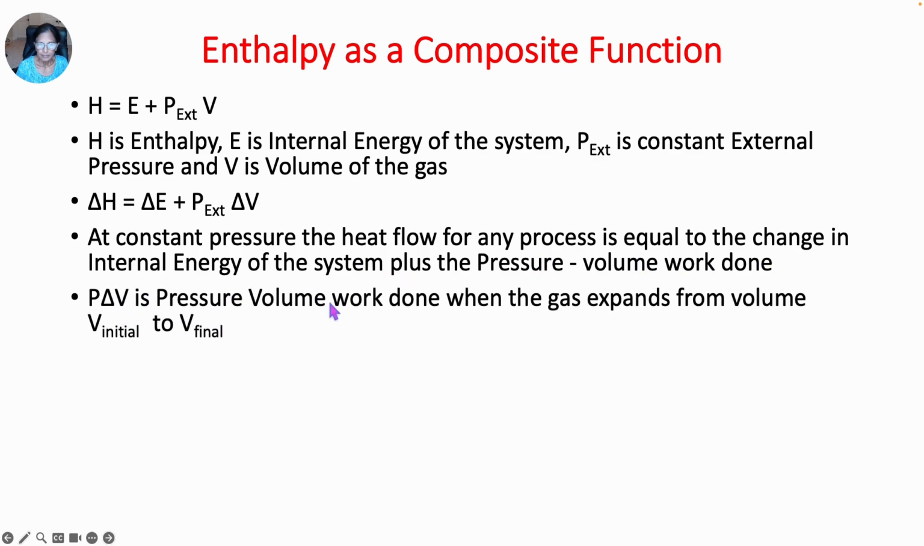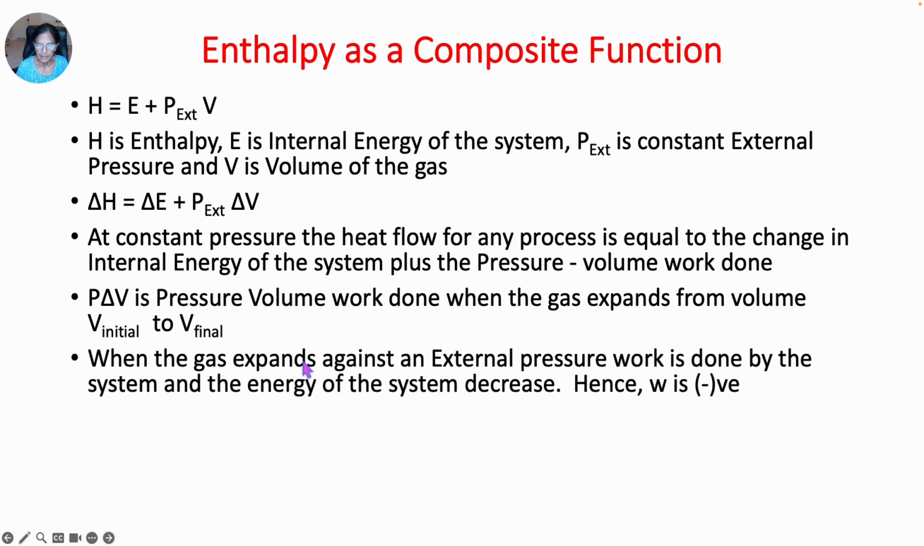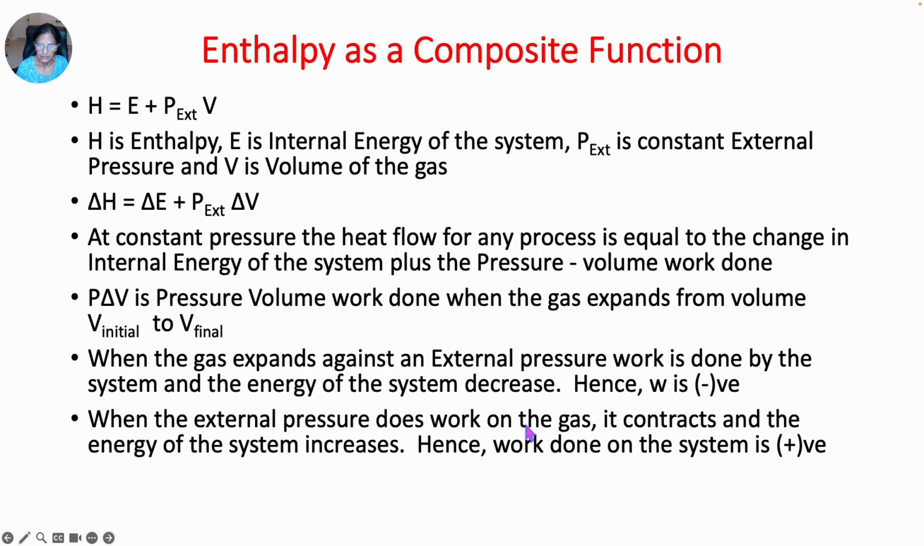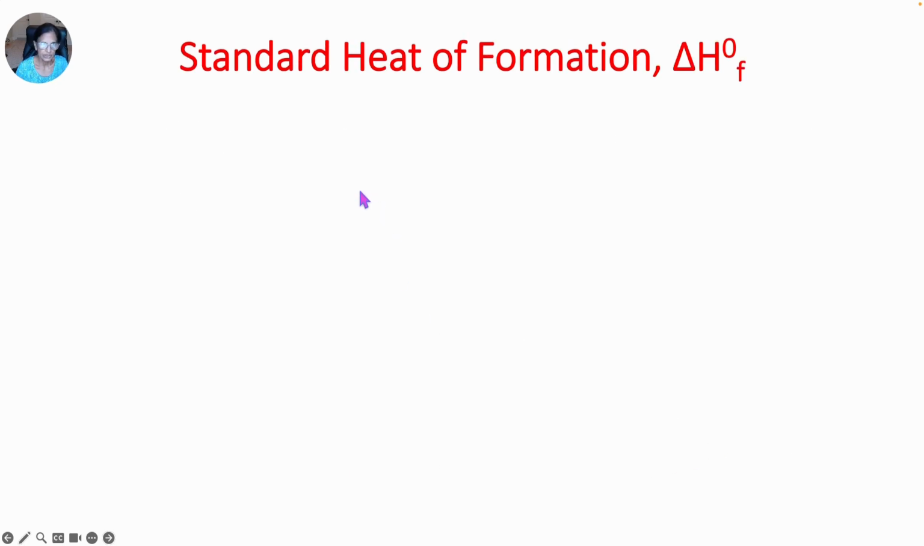P delta V is the pressure volume work done when a gas expands from volume V initial to V final. When a gas expands against an external pressure, work is done by the system and the energy of the system decreases because the gas is spending the energy. Hence, W is given negative sign by convention. When the external pressure does work on the gas, it contracts and the energy of the system increases. Hence, work done on the system is always given a positive sign by convention.